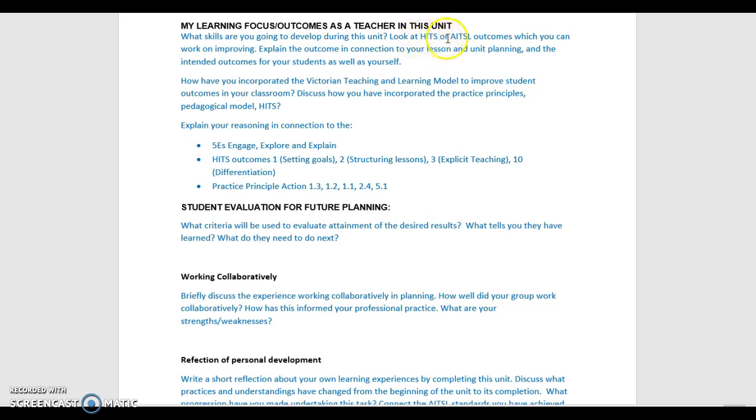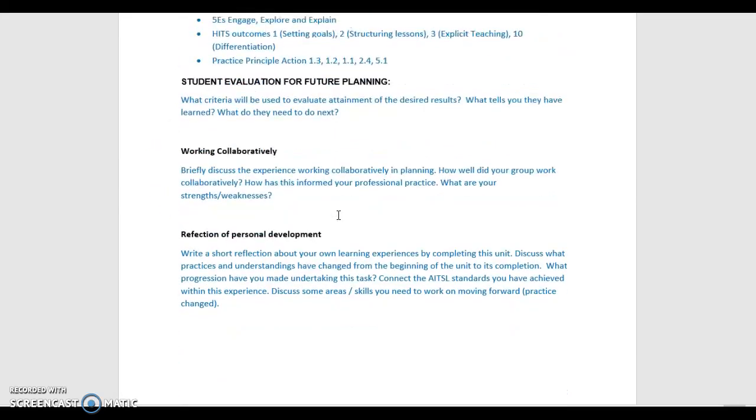You're looking at HITS and AITSL outcomes, which you want to improve, and explain the outcome in terms of connecting the lessons in the unit planning and the intended outcomes for your students as well as yourself. So how have you incorporated the Victorian Teaching and Learning Model? So looking at engage, explore, explain, looking at the HITS outcomes from the cover page, but this is in terms of your own reflection.